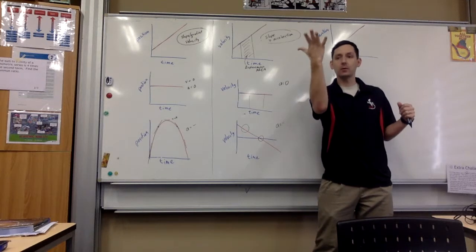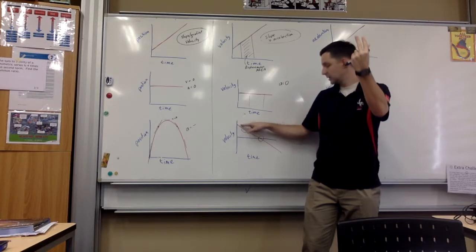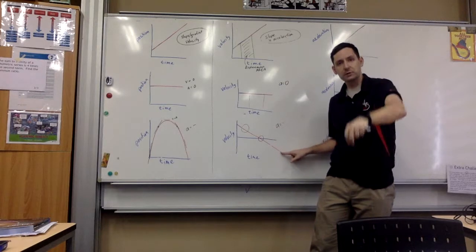You throw it up in the air, when you let go of it, it's going pretty fast. It's got a high velocity. What happens as time progresses? Velocity decreases. It slows down, it hits 0 at its maximum, and then it starts to fall down.